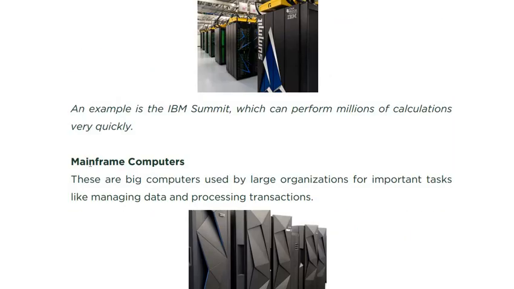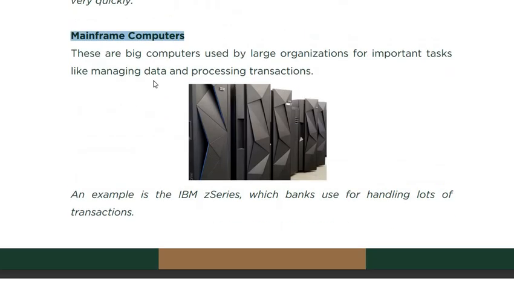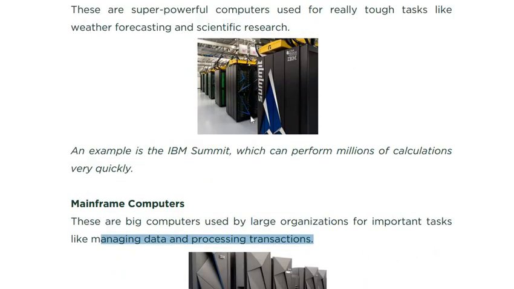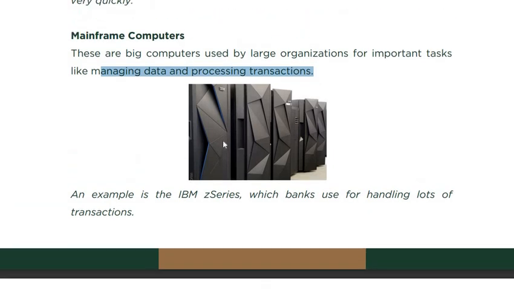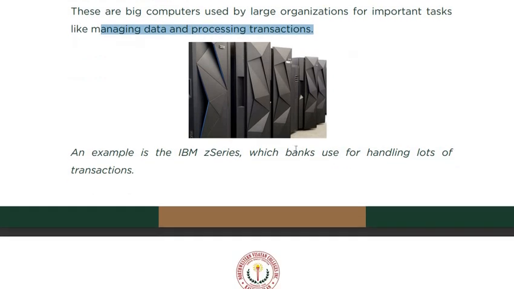Then for mainframe computers, these are big computers used by large organizations for important tasks like managing data and processing transactions. So, it is a smaller version of our supercomputer, and some companies like hospitals or banks have these mainframe computers for storage of the information of their clients. So, of course, for banks, it needs to be secure.